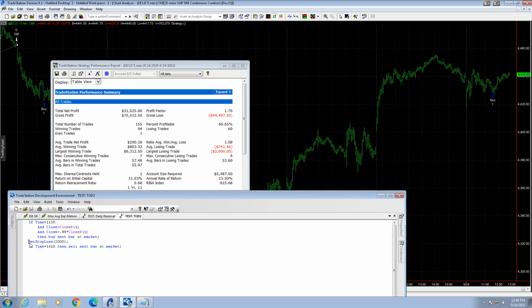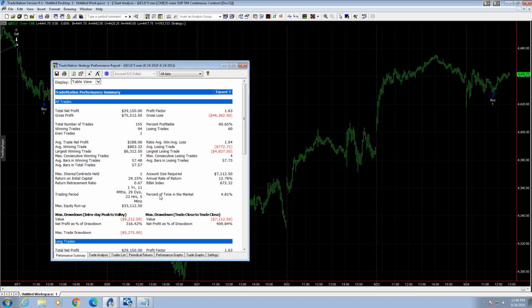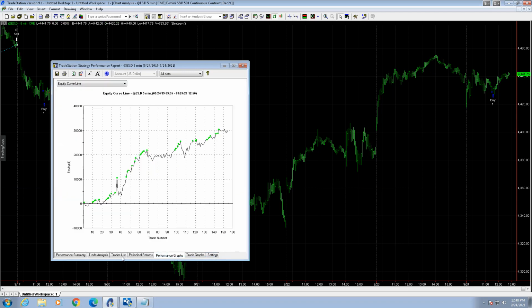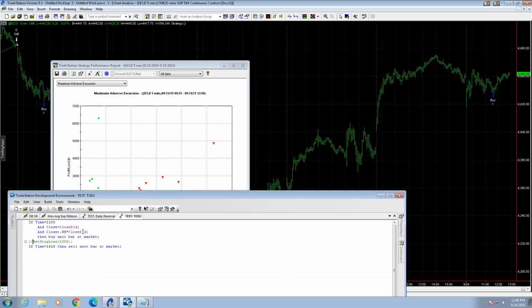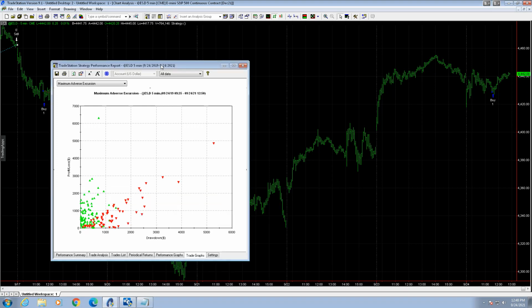Let's remove the stop loss again, and then look at the maximum adverse excursion. Can we improve it? The strategy does well without even a stop loss. We're getting out at the end of the day. Let's look at the maximum adverse excursion. So we could dial this into maybe 1,000 or 1,500, or maybe make the stop loss smaller. Let's just try 1,000. Let's look at the performance summary.